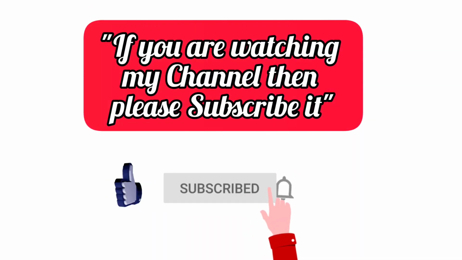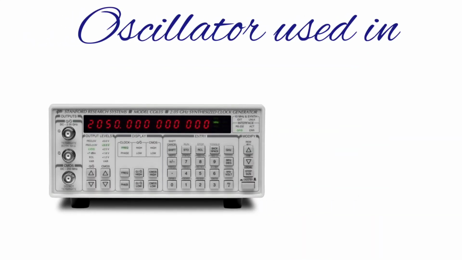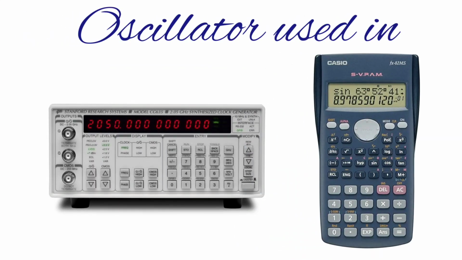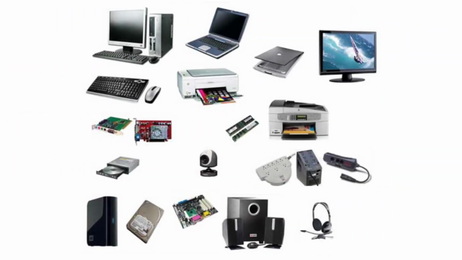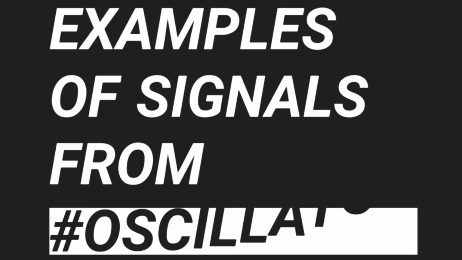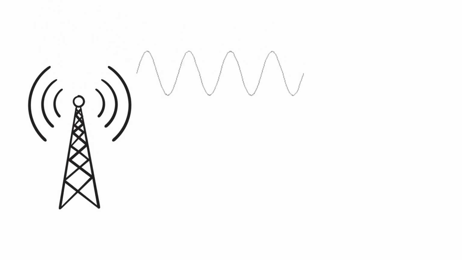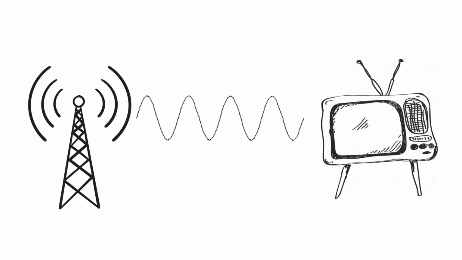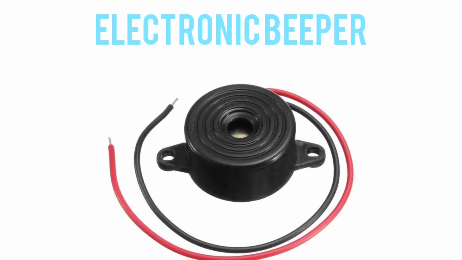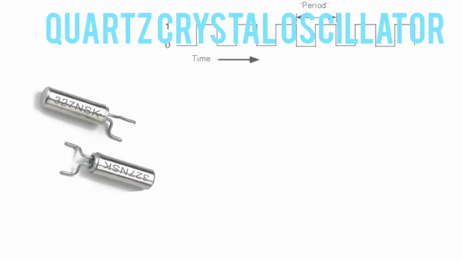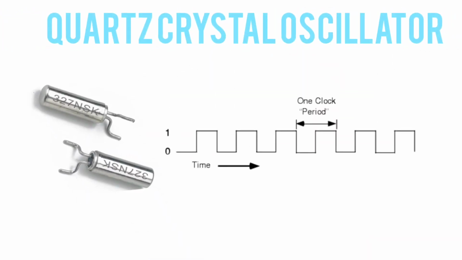We can find oscillators in many electronic devices like clock generators, digital instruments like calculators, computers and peripherals. The most commonly found examples of signals generated by oscillators are signals broadcast from radio transmitters, television transmitters, signals from electronic beepers, and the quartz clock, which is the internal hardware of a computer.